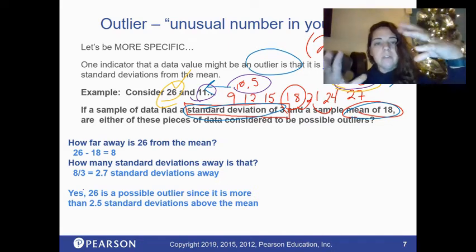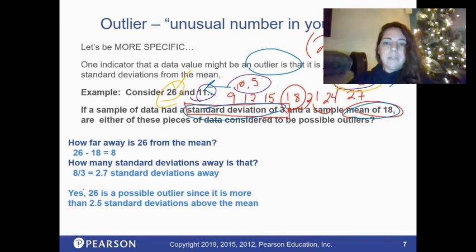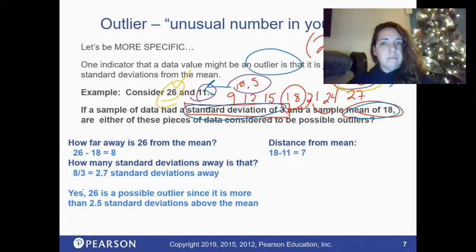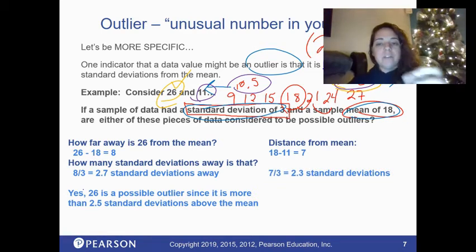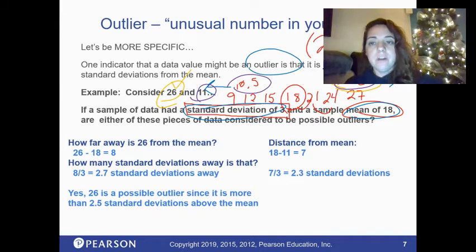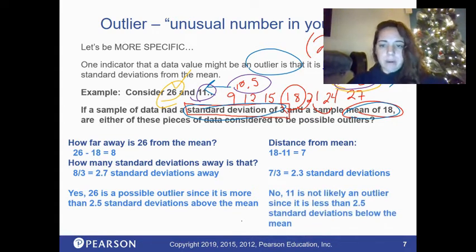I showed you one way to do it, and now I'm showing you another. And if we look at 11, same question. How far away is it from the average? It's 7, because you do the average minus that number, right? 18 minus 11. And then how many standard deviations away is that? Well, it's only 2.3. And 2.3 is smaller than this 2.5 that they talk about up here. And if it's smaller than that, then no, it's not a likely outlier. We don't suspect that's a weird answer. It falls within most of the data.